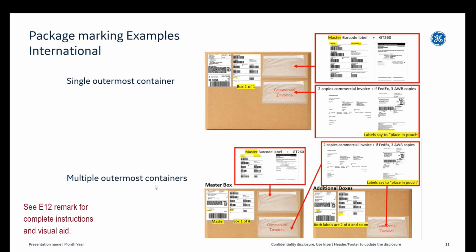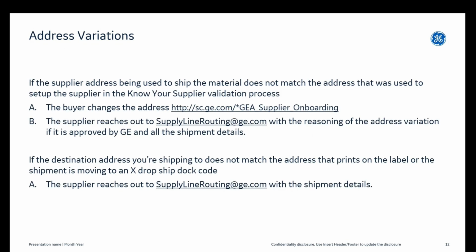If you have multiple outermost containers, again, not too much different. The only difference here from our domestic example is we do ask you put the commercial invoices on the additional boxes. So every single box, when you're shipping international, should have commercial invoices on the outside. The reason for that: if a box is separated in transit from the master box, customs doesn't really care. They're looking for commercial invoices. That helps to get everything cleared through the process.